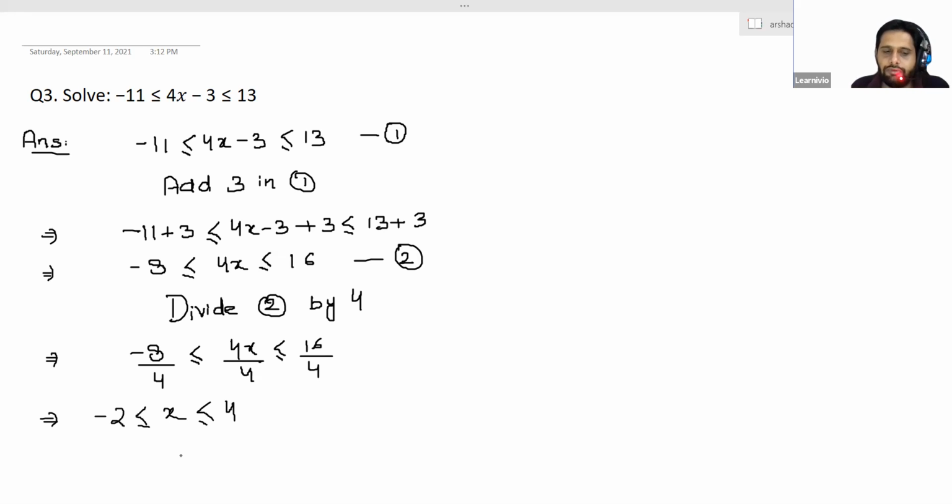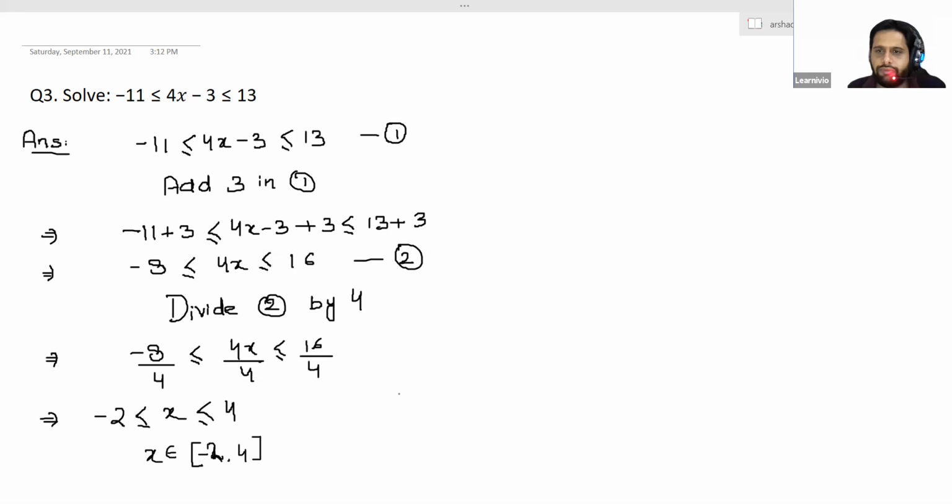Okay, and in interval form, we can write this as x belongs to -2 to 4. Okay, Ikhra and Iram, this is clear? Yes. Very good. Yes, sir.